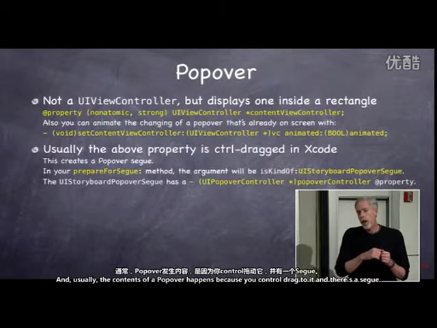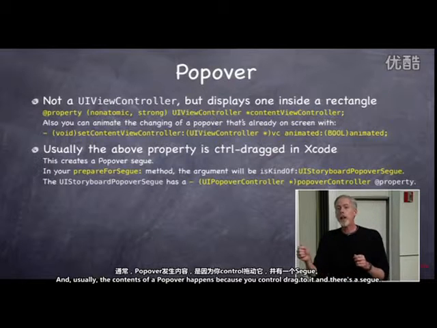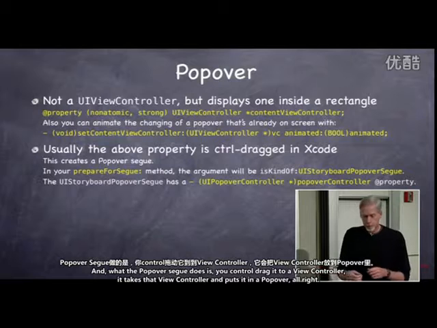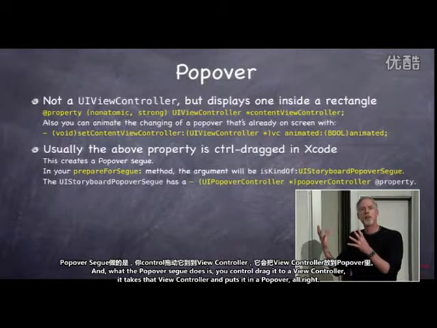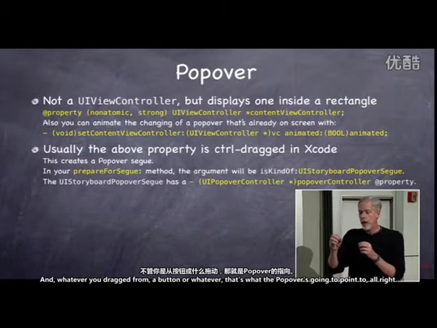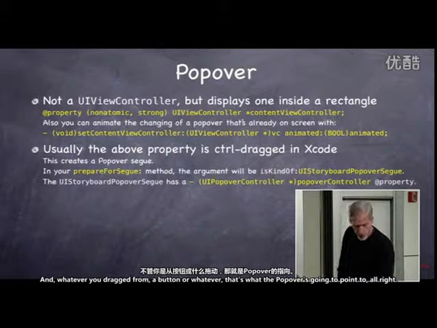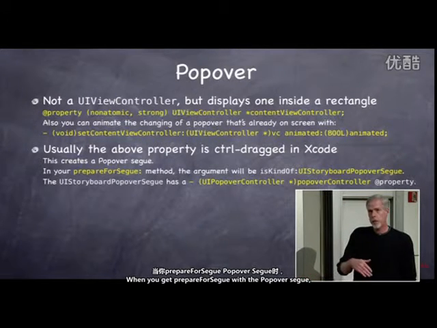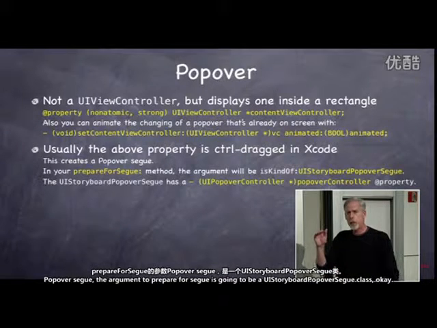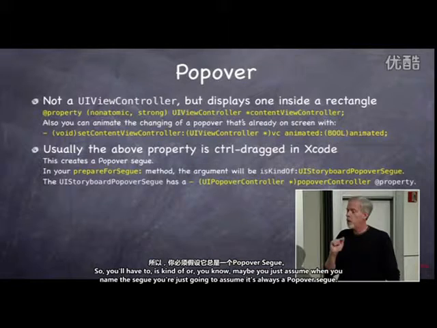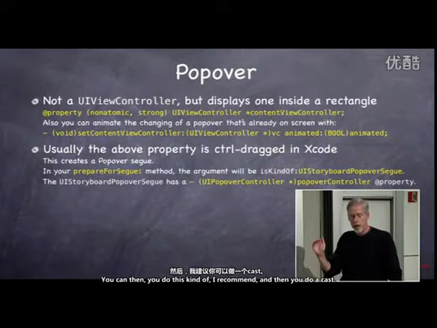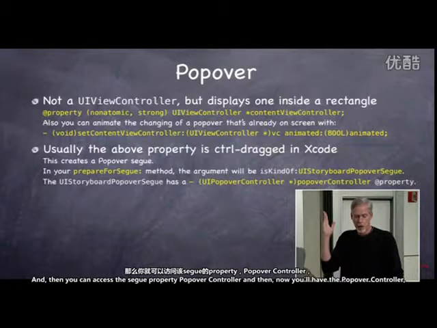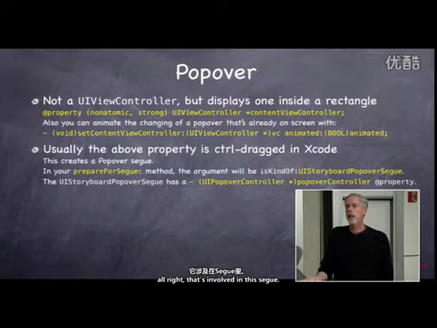And usually the contents of a popover happens because you control drag to it and there's a segue. Okay? So there's a popover segue. What the popover segue does is you control drag it to a view controller, it takes that view controller and puts it in a popover. And whatever you dragged from, a button or whatever, that's what the popover is going to point to. When you get prepare for segue with a popover segue, the argument to prepare for segue is going to be a UIStoryboardPopoverSegue class. You're just going to assume, when you name your segue, that it's always a popover segue. You can then do an isKindOfClass, I recommend, and then do a cast, and then you can access the segue property popoverController, and now you'll have the popover controller that's involved in this segue.